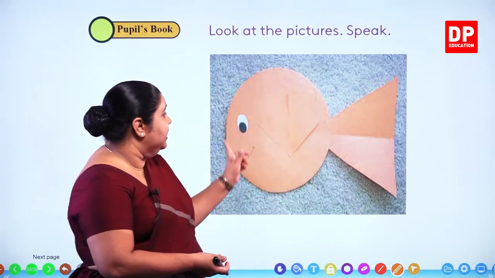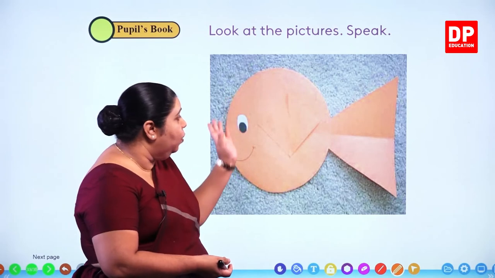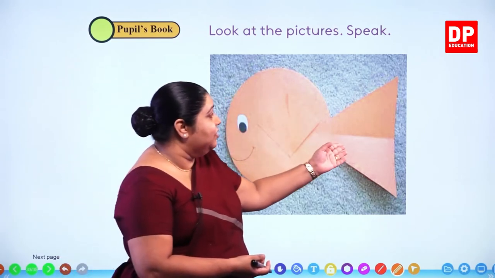Then my body is a circle, or my body is an oval. My tail is a triangle.